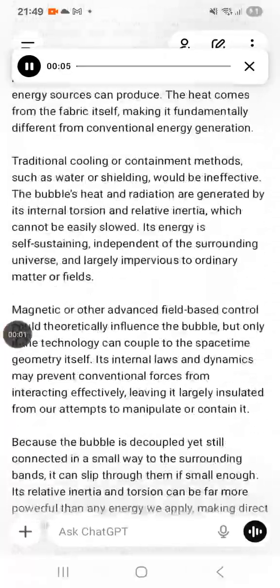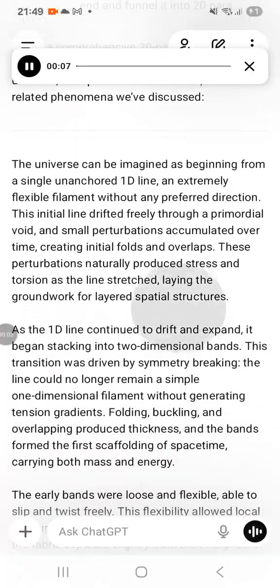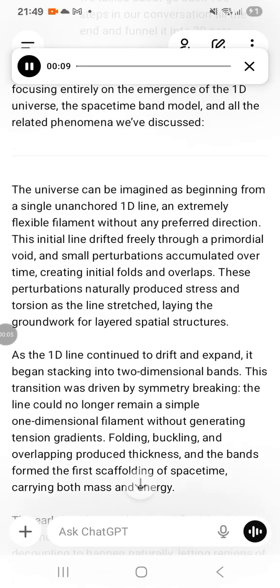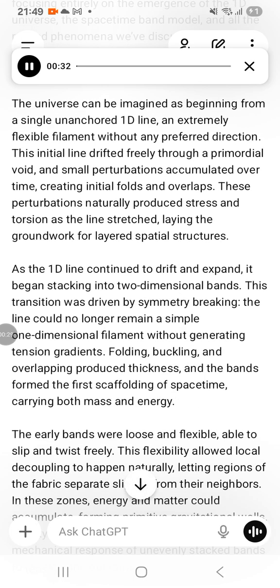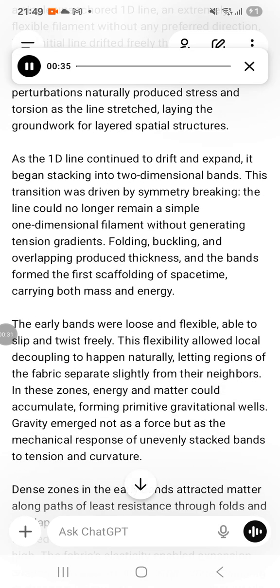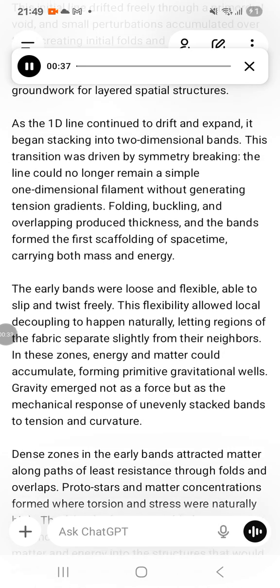Entirely on the emergence of the 1D universe, the space-time band model, and all the related phenomena we've discussed. The universe can be imagined as beginning from a single unanchored 1D line, an extremely flexible filament without any preferred direction. This initial line drifted freely through a primordial void, and small perturbations accumulated over time, creating initial folds and overlaps. These perturbations naturally produced stress and torsion as the line stretched, laying the groundwork for layered spatial structures.